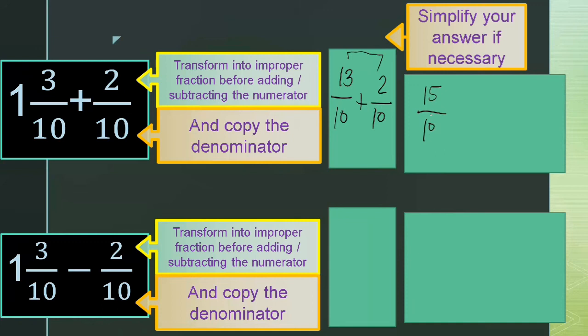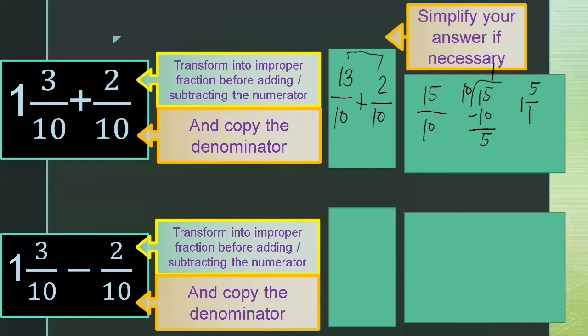So, this is improper fraction. Sabi, pag ang sagot natin is improper fraction, we can simplify it by dividing it or making it into mixed fraction. So, let's divide 15 divided by 10. So, we have 1. And then, 1 times 10 is equal to 10. And then, subtract natin. The answer is 5. So, our mixed fraction is 1 and 5 over 10.